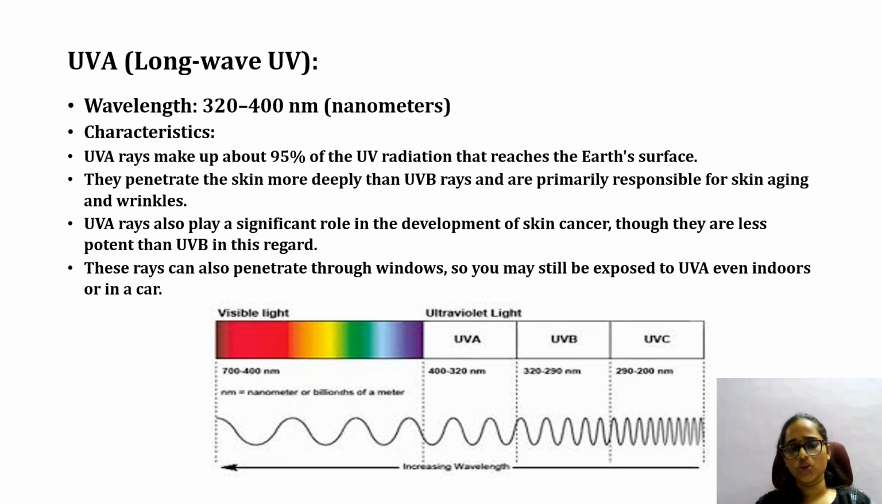So the visible light wavelengths are 700 to 400 nanometers, and UVA is 400 to 320 nanometers. UVB is 320 to 290 nanometers. UVC is 290 to 200 nanometers. The wavelength increases from UVC to UVB to UVA and to visible light. We can observe all these things in the figure.